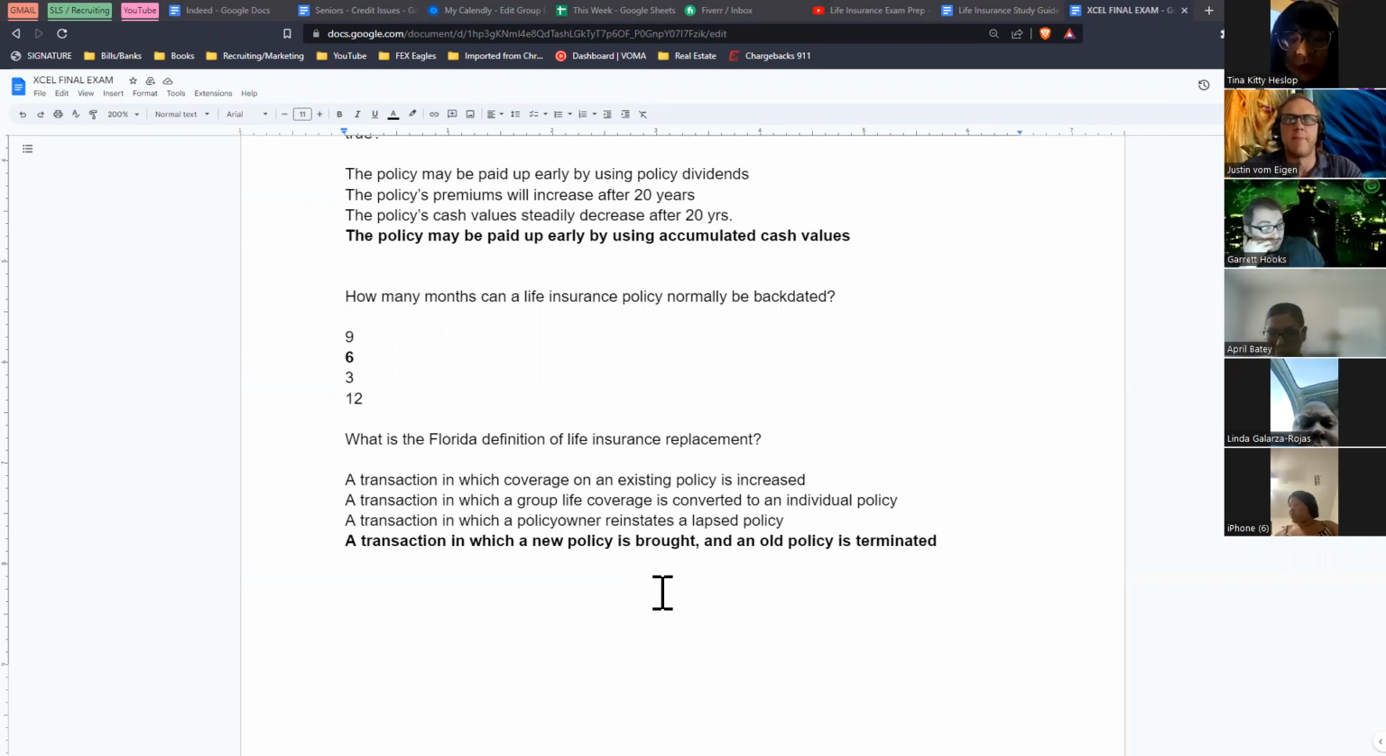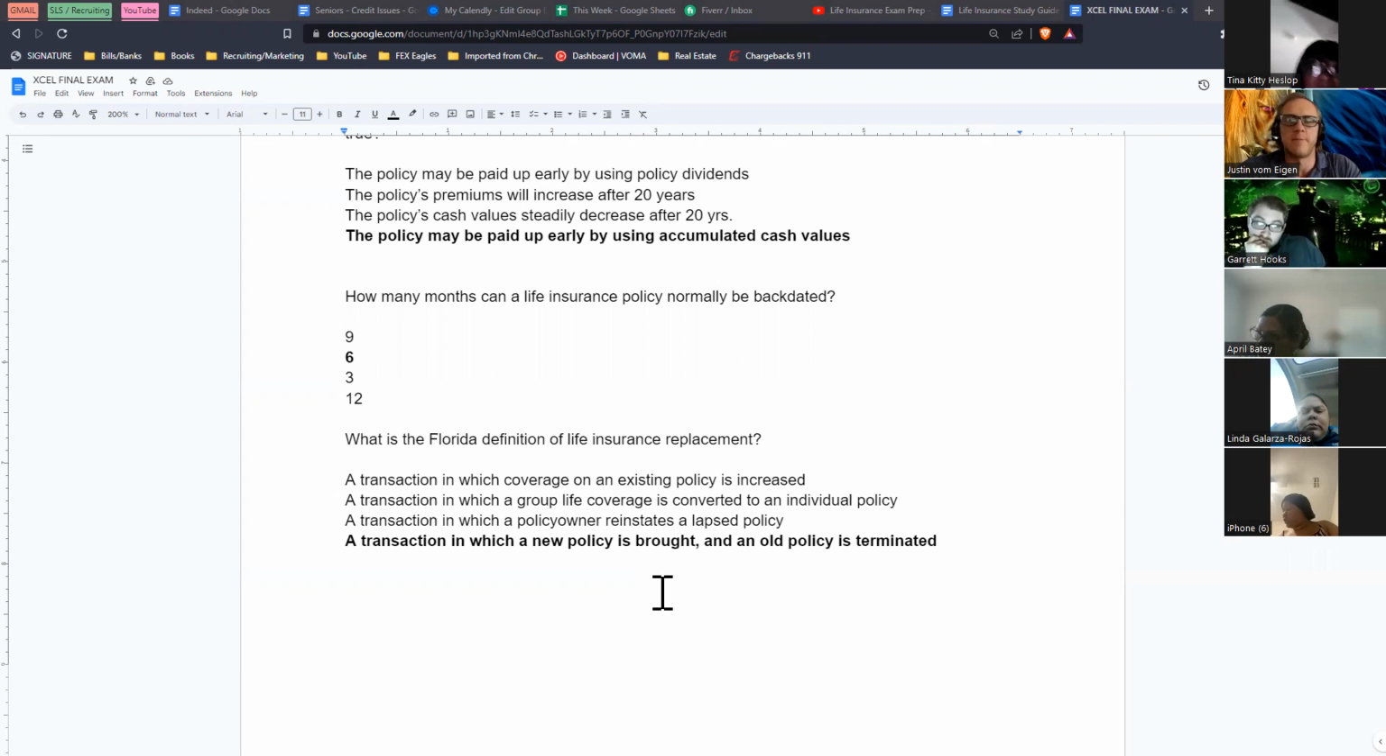That's replacement. Replacement is not if you go from term to a whole life and convert it. That's not a replacement. Replacement is if you have one whole life and you cancel it and get another whole life. That would be replacement. Or a whole life, you cancel it and get a term, okay? Or a term and you cancel it and get a whole life rather than converting it.